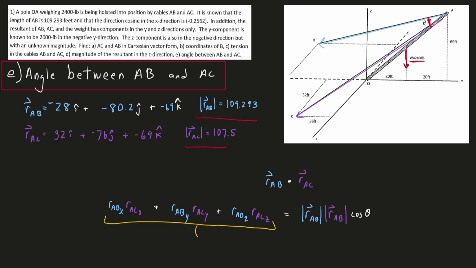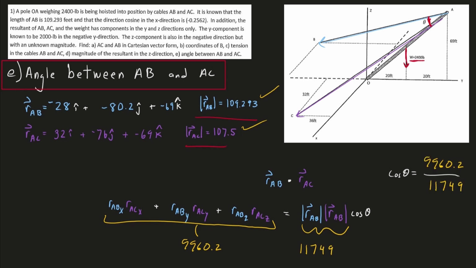So if we carry out this right here, we'll get 9960.2. If we multiply our two magnitudes together, we'll get 11749. And now we just have to do the inverse cosine of this quantity right here. And if we do that, we should get around 32 degrees. And looking at my angle here, that seems pretty reasonable.